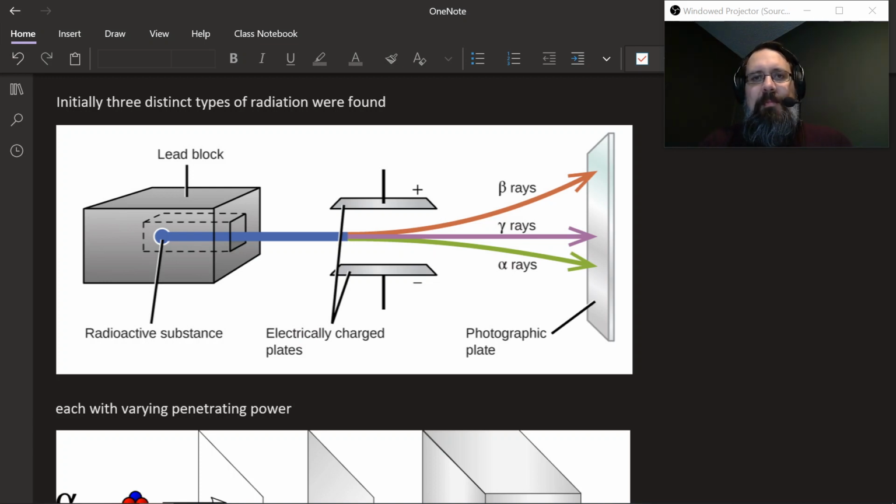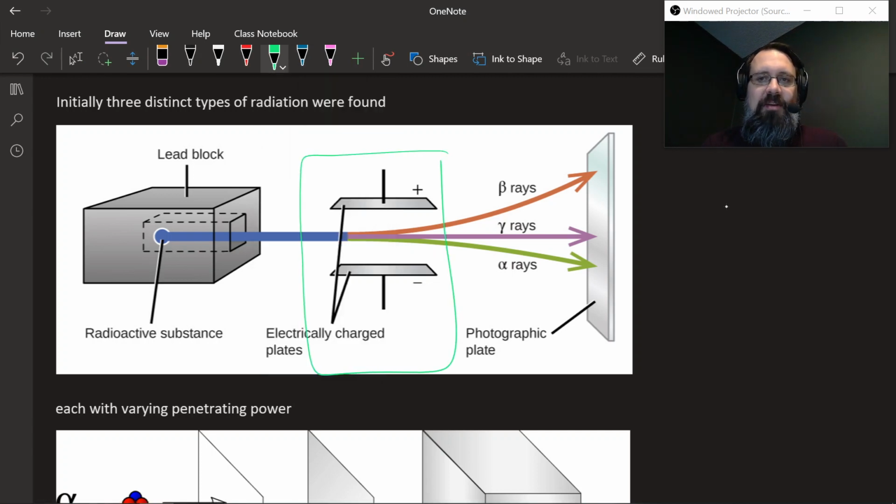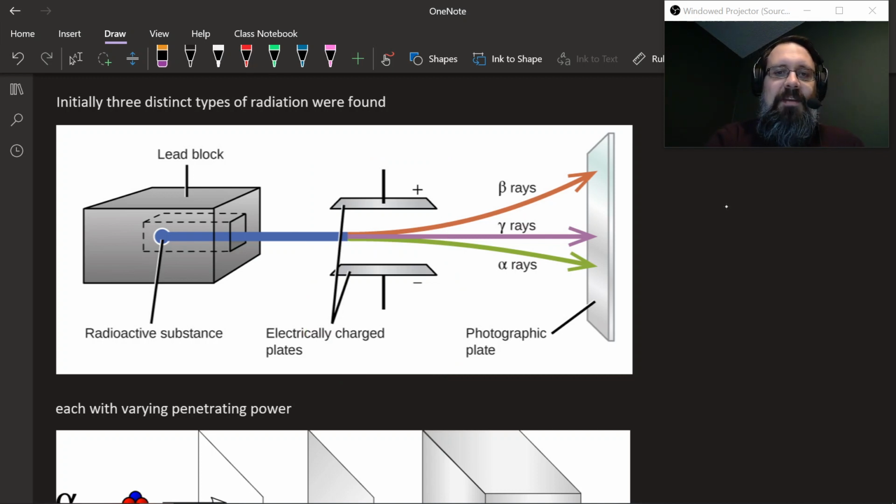To test the properties of these different rays, inside that cloud chamber you would stick electrically charged plates. That's what we're seeing here, these little parallel plates. That creates an electric field, and you send these particles through the electric field. If these particles have a charge, then the electric field is going to exert a force on them. And that's what's causing these betas to bend upward and the gammas to bend downward.